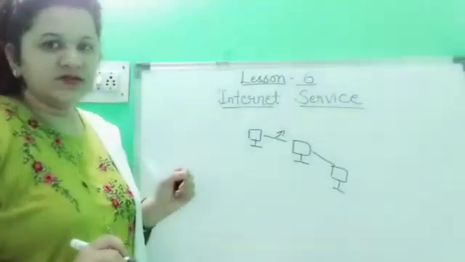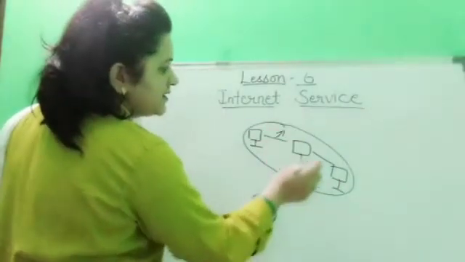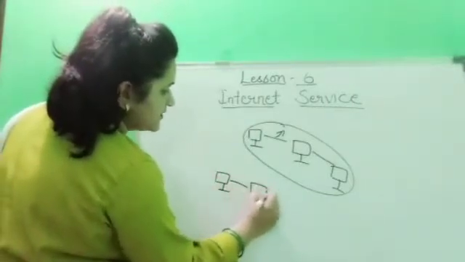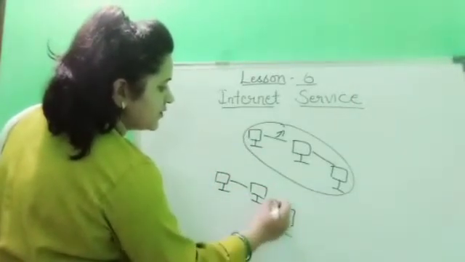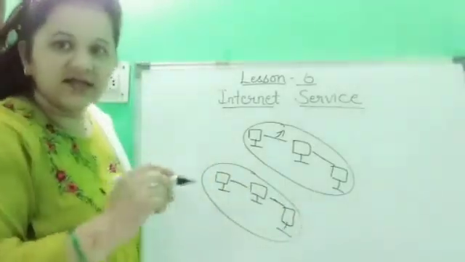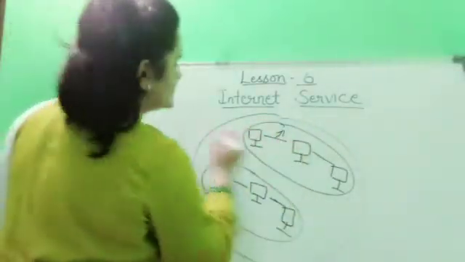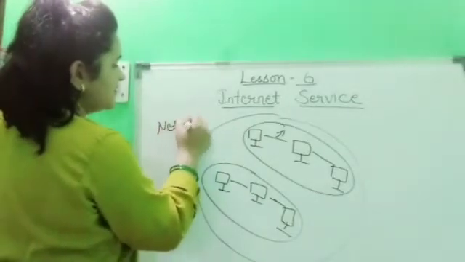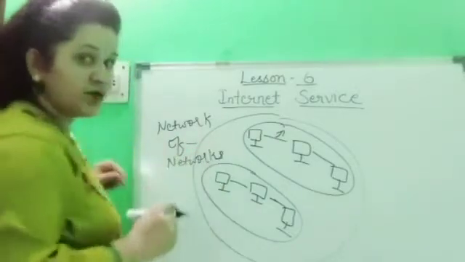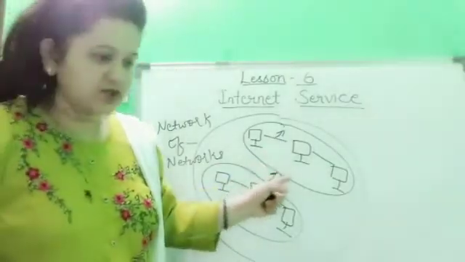Okay, now see children, here the computers are connected to each other, so they form a network in which they can share the information. Also here you can see the computers which are already connected. They are also forming a network. Now internet is a network of networks. What is internet? Internet is a network of networks in which the computers are connected to each other to share the information.